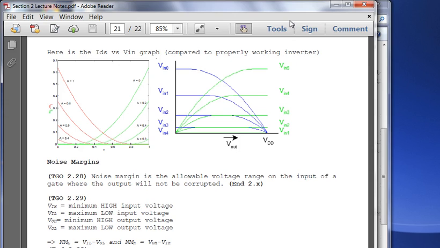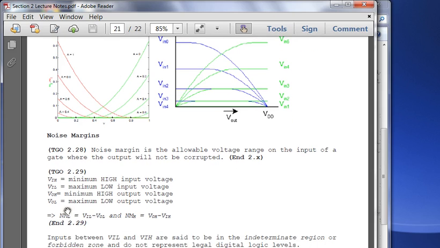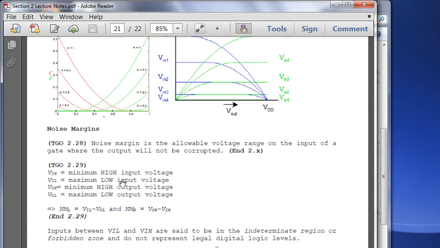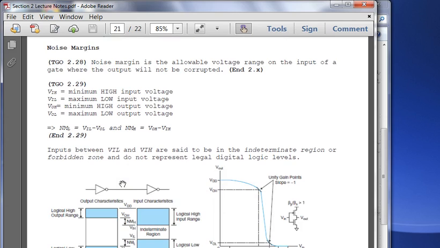Now, we have 4 different measurements that we use to properly determine our noise regions. The first one is VIH, which, as I start describing them, will be intuitive. VIH is input high, so that's the minimum high input voltage. I'm going to scroll up a little bit so you can see what I'm talking about, because this chart is a very good description of this measurement. So the minimum high input voltage means, and this is VIH here.